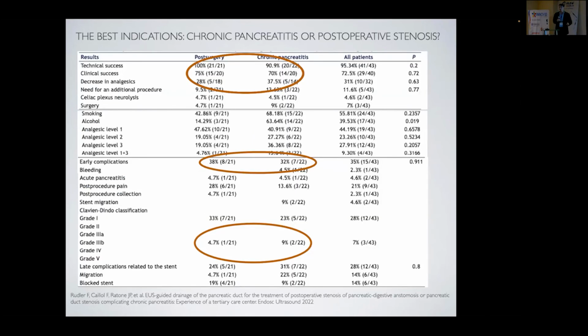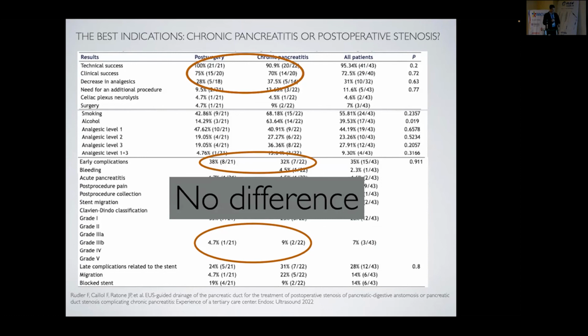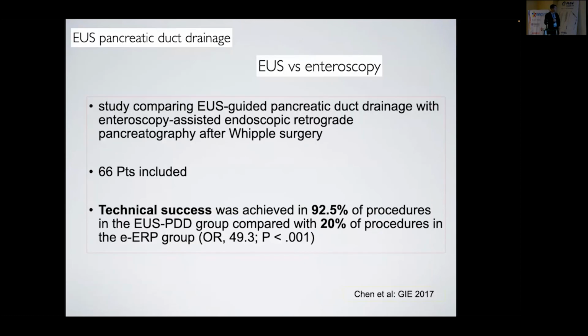What is the best indication? Chronic pancreatitis or postoperative stenosis? We tried to compare both indications in our series. We didn't find any difference in technical or clinical success or in the decrease of analgesics. We didn't find any difference in complications or severe complications. Just a word, if you want to perform US enteroscopy instead of US pancreaticostomy, both are very difficult, but the rate of technical success is better in US pancreaticostomy.